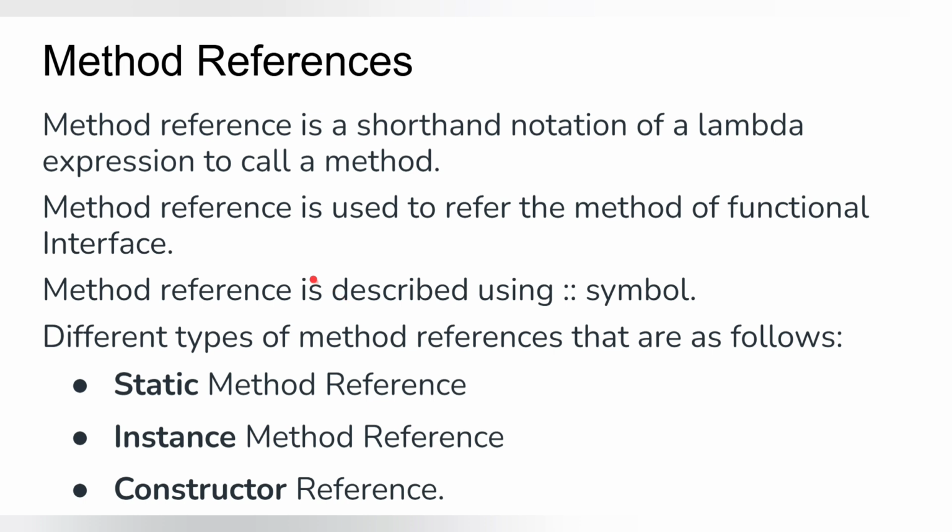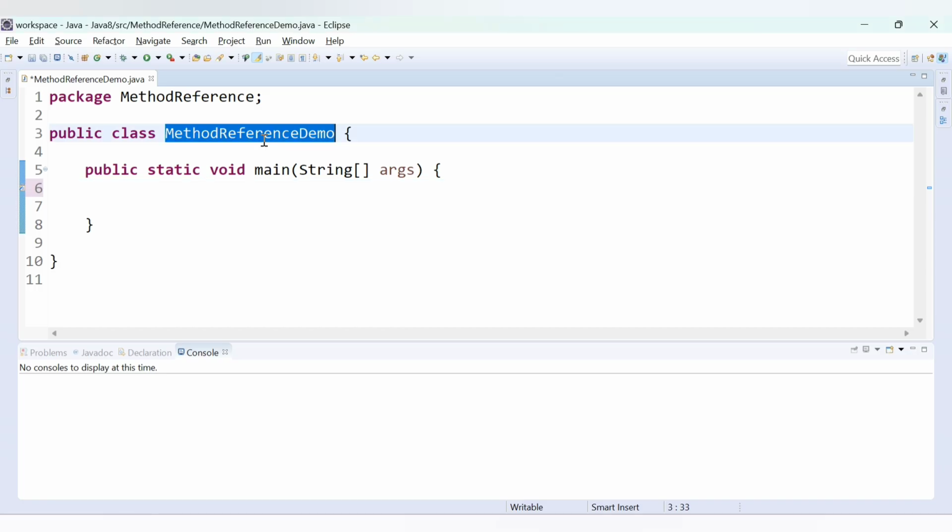Now we will see how to make use of a method reference instead of a lambda expression. I have a class called MethodReferenceDemo. Inside this class, I have one main method. Now here we will declare one functional interface.